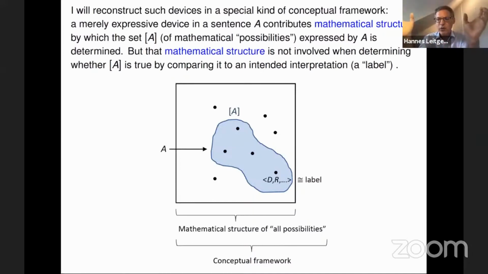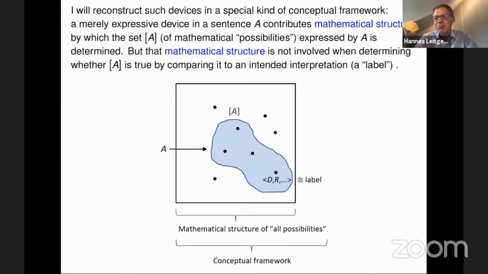And if you take these two components together, the purely mathematical structural component and the worldly component, you bunch them together, you get what I call a conceptual framework. Now, if you start with a sentence like this one here, A, then what the sentence will do ultimately is determine a set of entities in the purely mathematical part of the framework. And these entities I will call possible worlds.